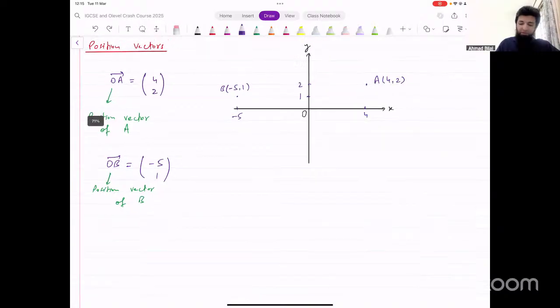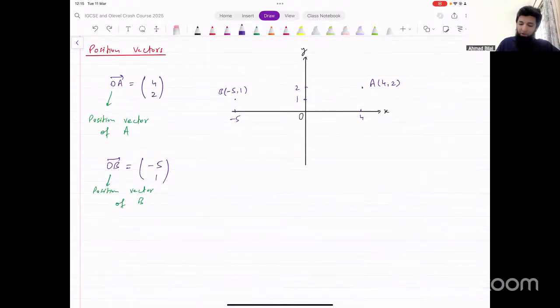Now, using position vectors, what you can do is you can find the vector AB now, for instance. Now, how do you go from A to B? If I wanted to go from A to the point B, how can I do that? Now, in this case, I have the diagram given. So using the diagram, I can easily figure out, okay, this is 4 and this is -5. So I have to go like 9 units to the left. So that would be -9, and then I have to go 1 unit down, so that's -1. That's what the vector AB is going to be, because we have the diagram given.